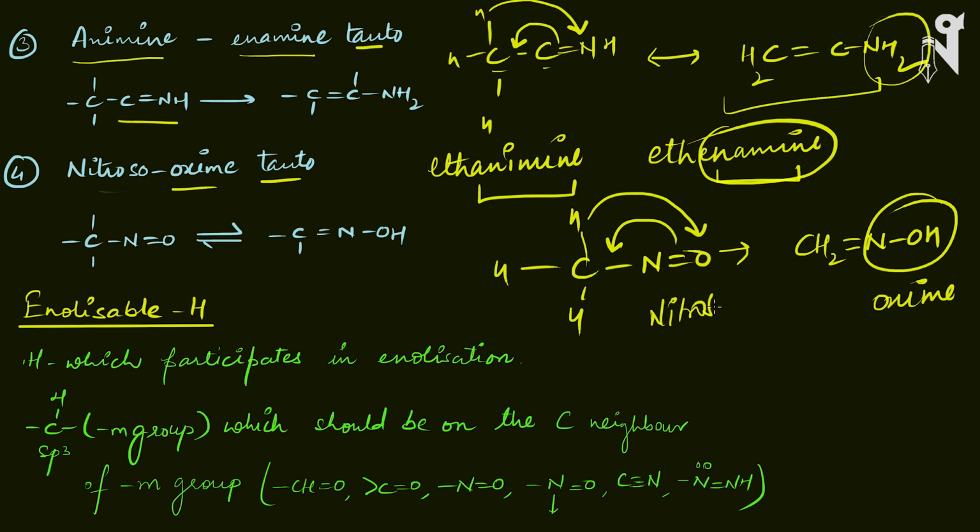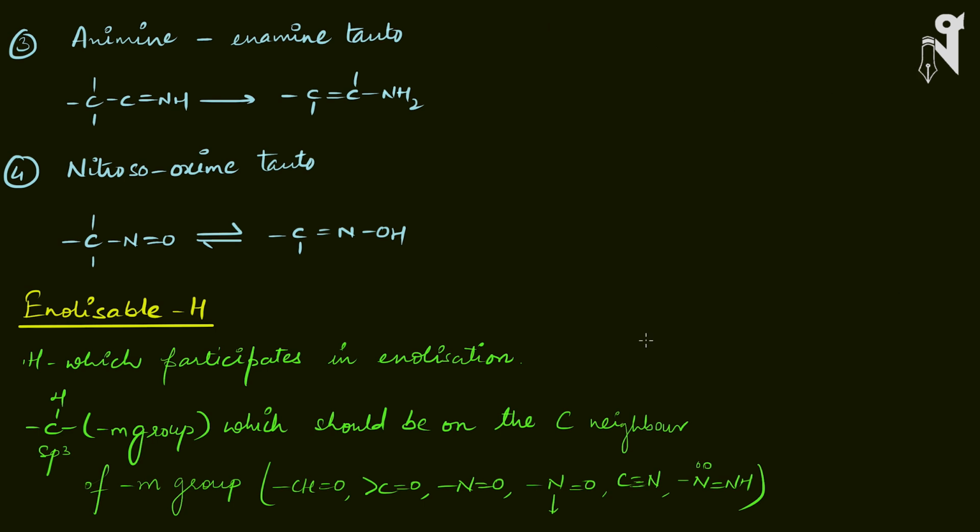So in all the cases what we have seen, the alpha hydrogen will shift from its position and go to the atom carrying the pi bond, basically the functional group's heteroatom, and then the pi bond will shift from there to the alpha carbon. So this is how exactly the tautomerism takes place. Now we have understood these are the alpha hydrogens which are participating in the resonance.